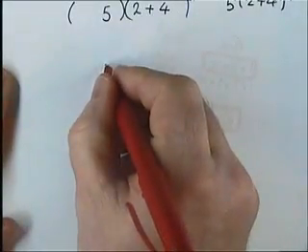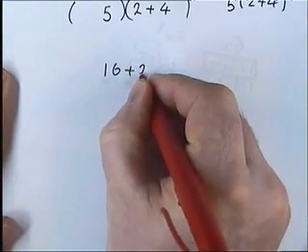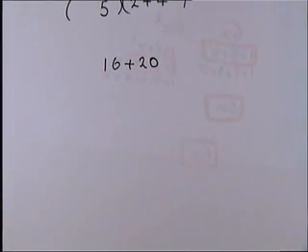Here's another example. 16 plus 20. See if you can find the highest common factor of 16 and 20, please.